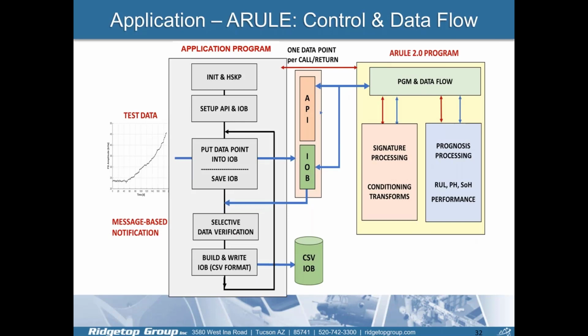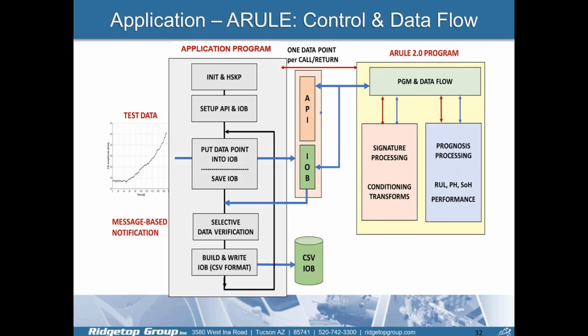This is a more detailed view of that. You have an application program. A typical application program does initialization, housekeeping. It needs to set up the API and the input-output buffers. Then it needs to get a data point, put that data point into an I/O buffer, and then give that data point through the API and the IOB to the ARUL engine.